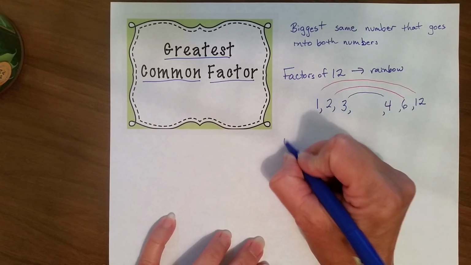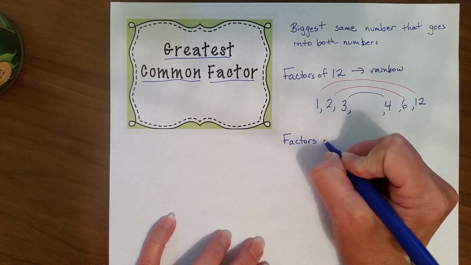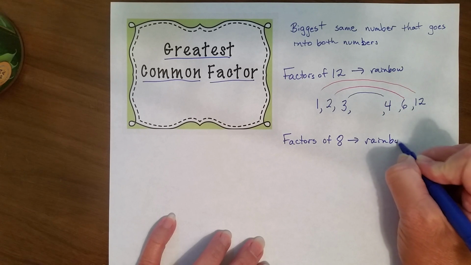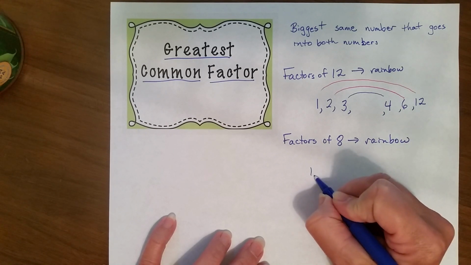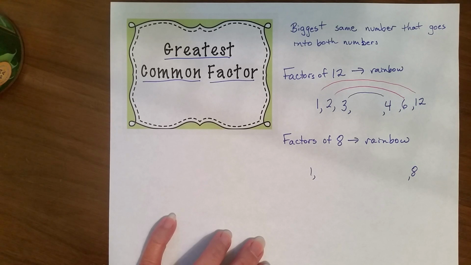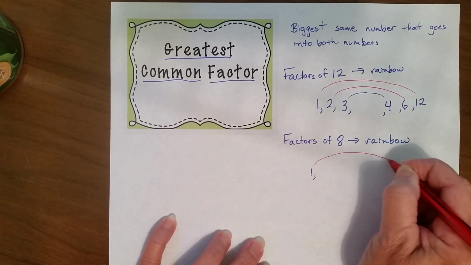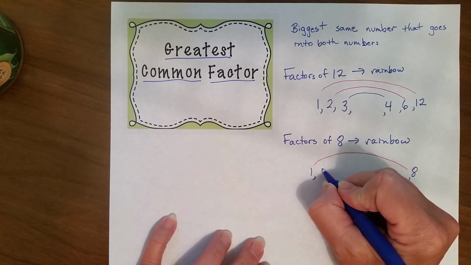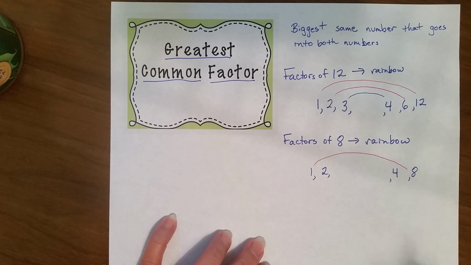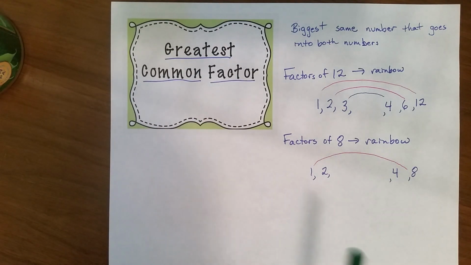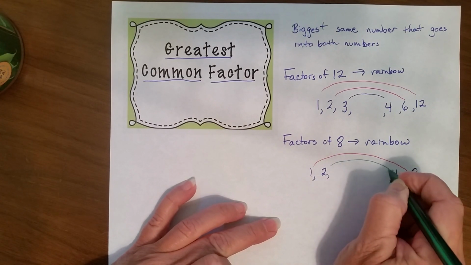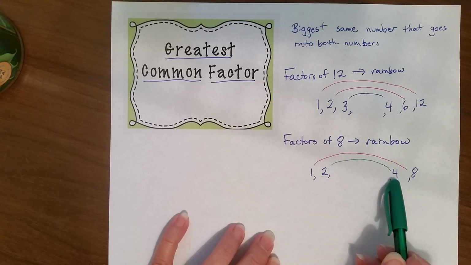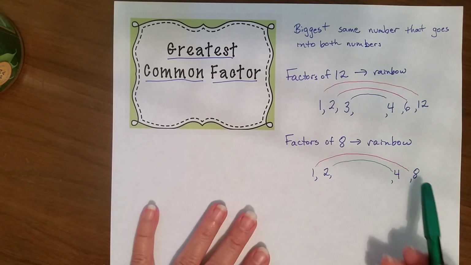Now let's think about the factors of 8. Again, I'm going to do the rainbow. So the factors of 8, I know, are 1 times 8. That's one arc to the rainbow. We also know 8 is divisible by 2. 2 times 4 is 8. So there's another arc to our rainbow. Now, is 8 divisible by 3? No. And then we're back to 4. So these are the factors of 8.